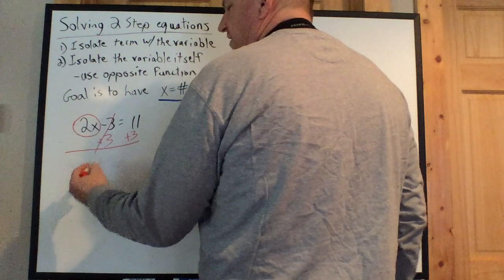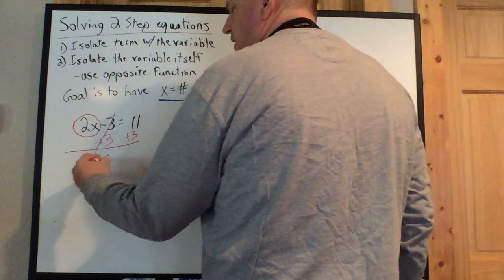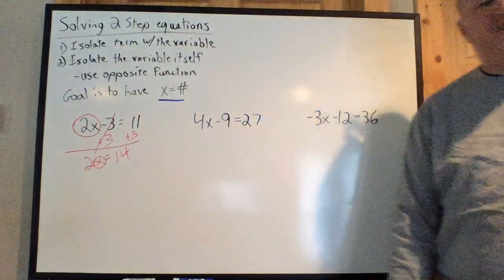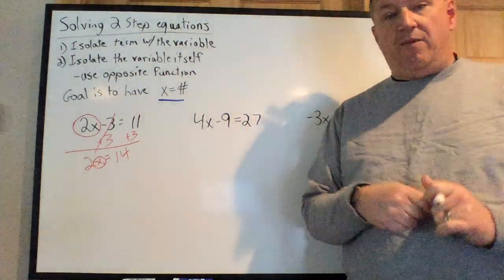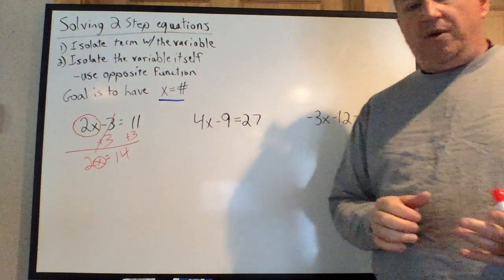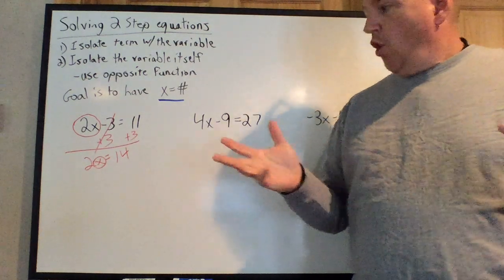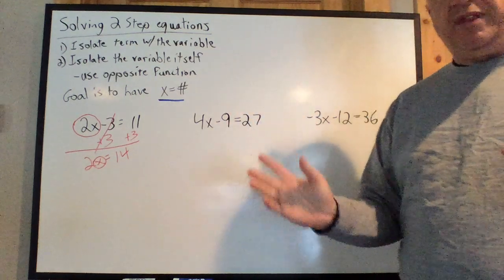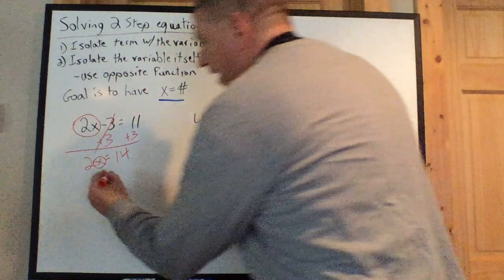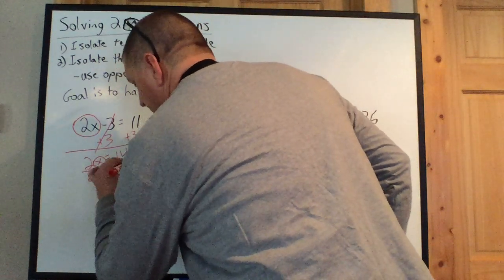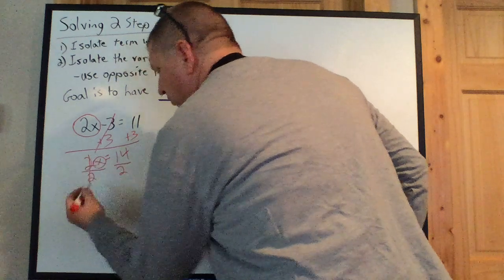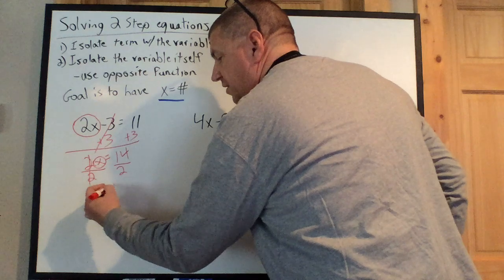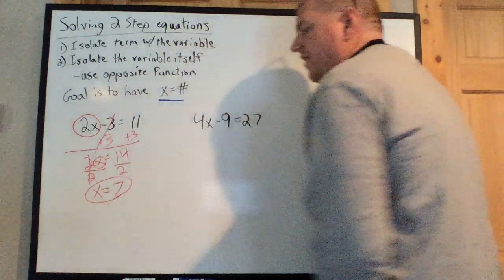The 3's cancel out. I'm left with 2x equals 14. There's my protective force field around just the x, because in my second step, which is what I'm getting ready to do, I isolate the variable by itself. So what I need to do is figure out what's happening to the x. The x is being multiplied by 2. So to undo it, I divide by 2 on both sides. Therefore, those 2's will cancel. X equals 7. 14 divided by 2 gives me 7.